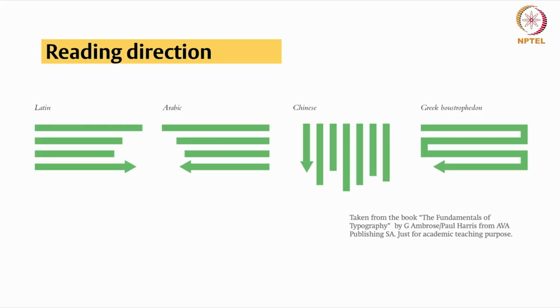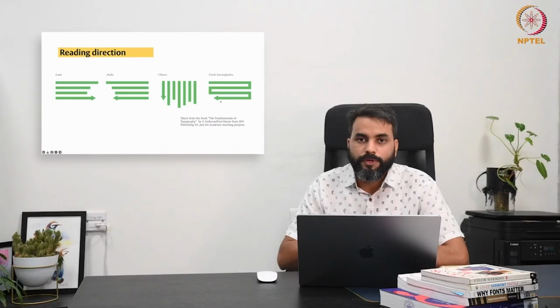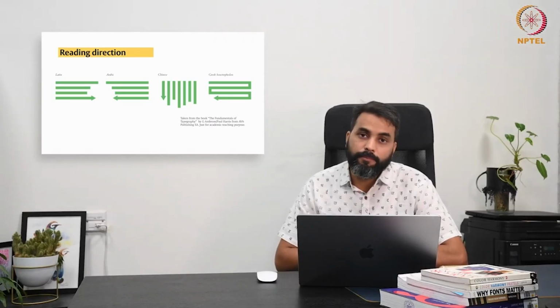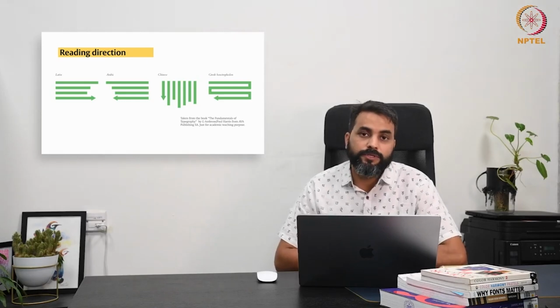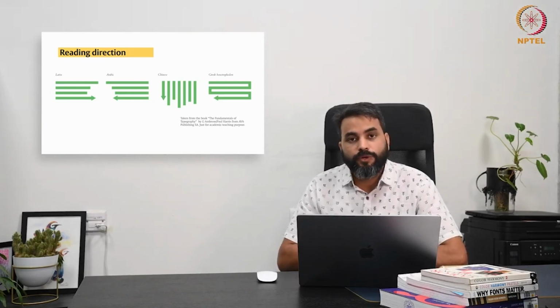And this is also important for any other language, for example Chinese, where you read it from top to bottom, and then in Greek where it is going towards right and then coming back to left and then right and then left. So it is going like this. So all these reading habits, directions and approaches decide the overall layout and use of typography.